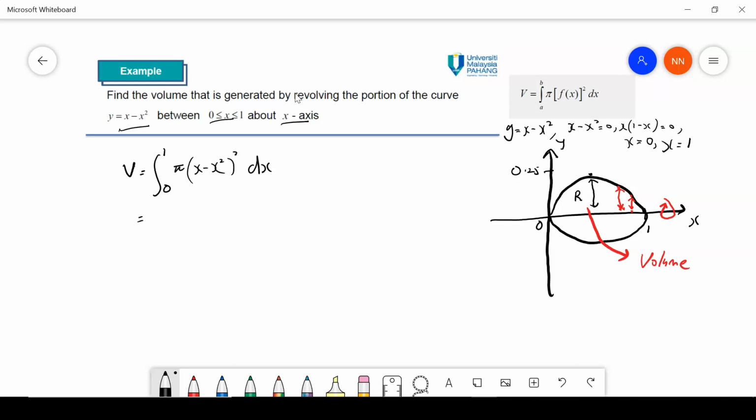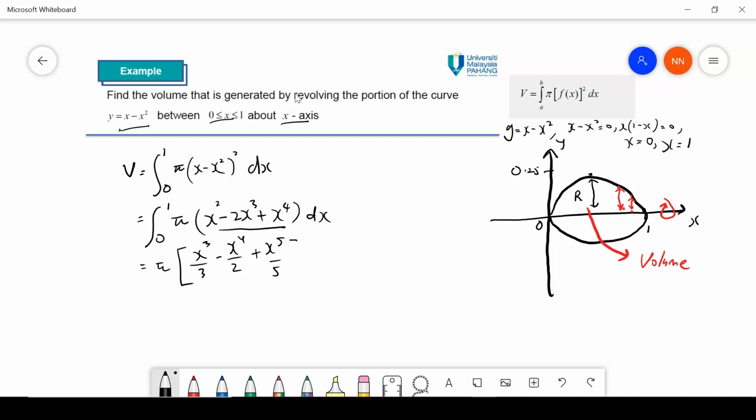Alright, so I expand first. 0 to 1, pi. So (x minus x squared) squared, I should have x squared minus 2x cubed plus x to the power 4 dx. Pi is a constant, I bring it outside. Then I integrate everything here. I should have x cubed over 3 minus 2x to the power 4 over 4, which is x to the power 4 over 2, plus x to the power 5 over 5. Then from 0 to 1.